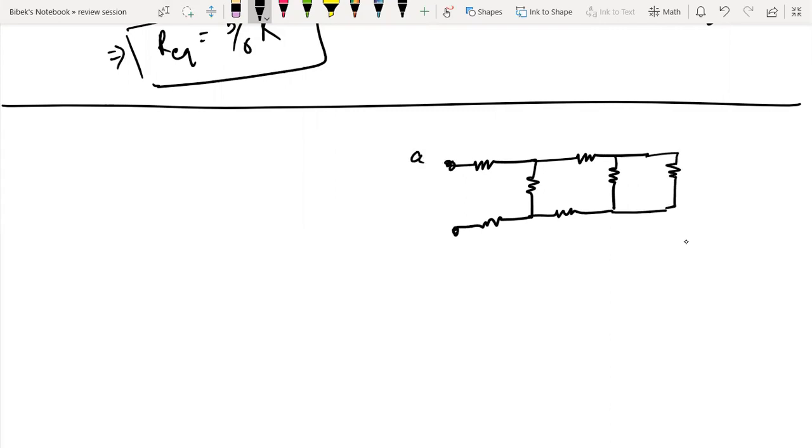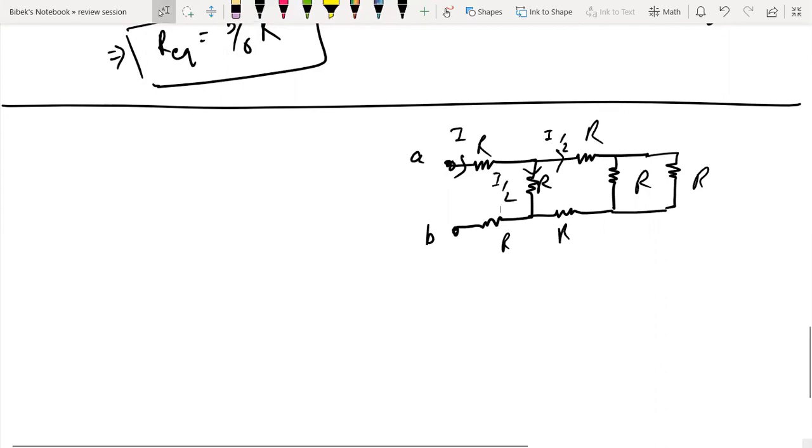So how do you find equivalent resistance? Let's suppose all of these are equal, even if they are not, it's not a big deal. So what if the current is flowing from here? The current is going to divide, I1, I2. It's going to be I over 2, I over 2. So you can do it in a similar fashion like I did.